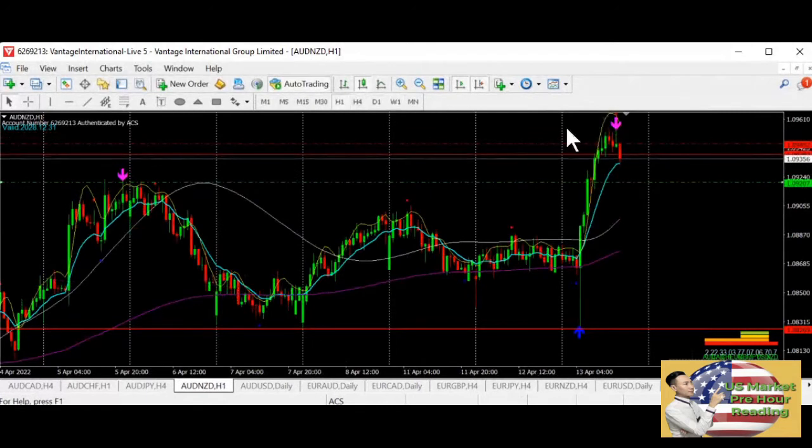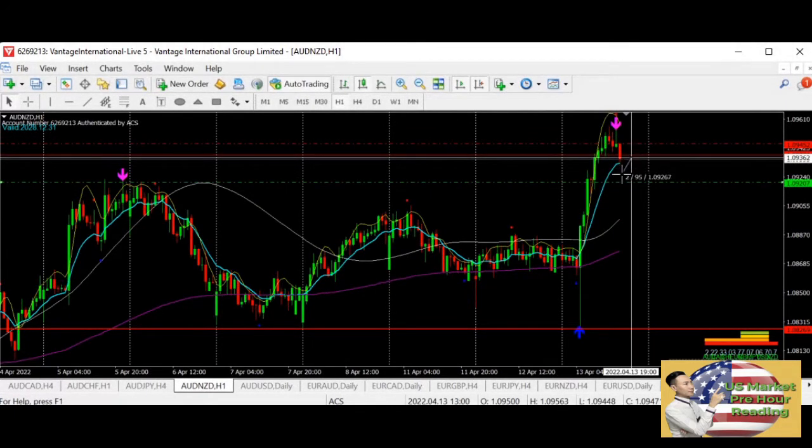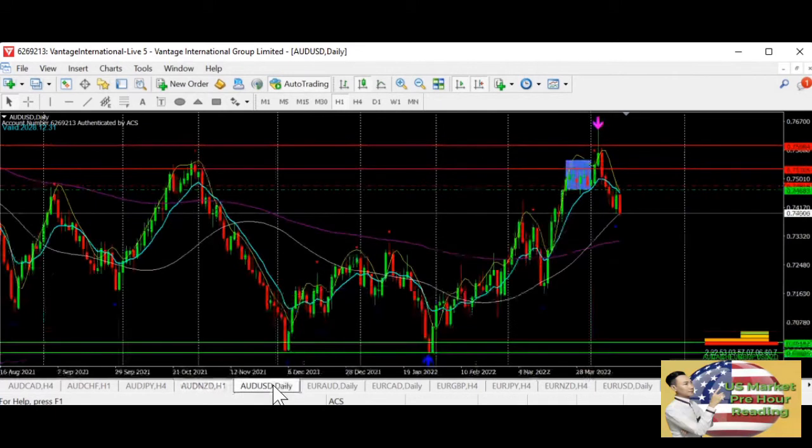Okay, so in H1, yes, exactly. So this is the support area. By looking at this Aussie Kiwi to the support area, we are only left with 15 pips. If we want to take a risk to sell this, I will advise you not to, because the space is very tight. All right, so Aussie Kiwi, I'm going to give this a miss as well. Okay, so how about Aussie dollar?